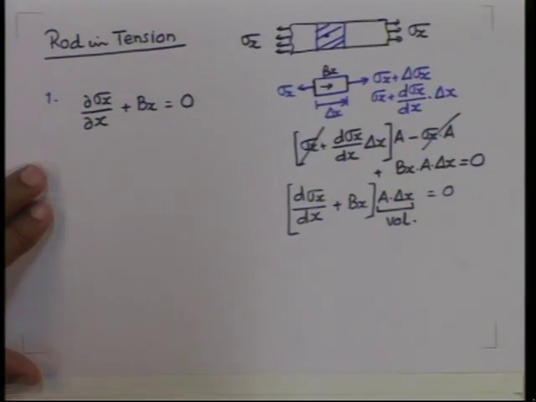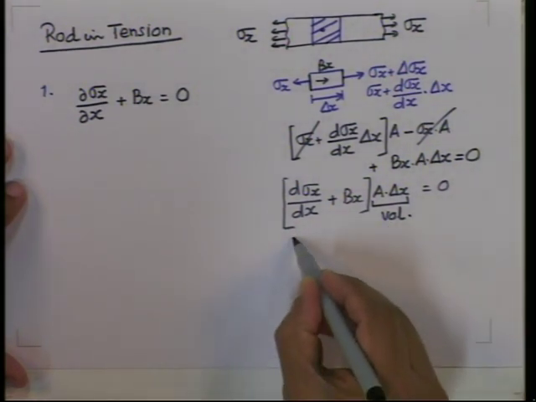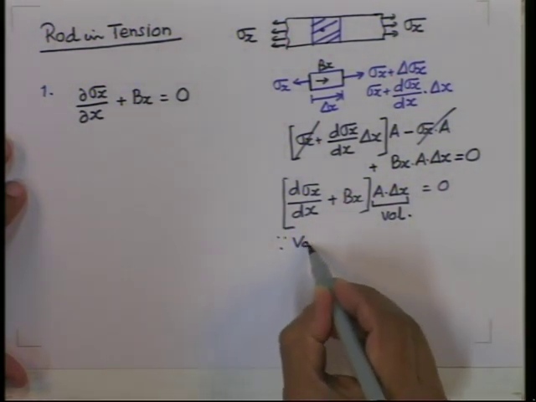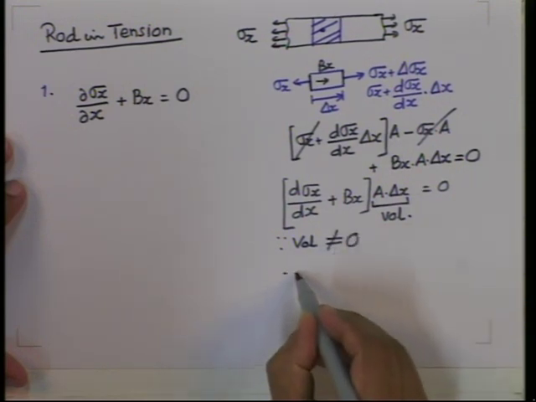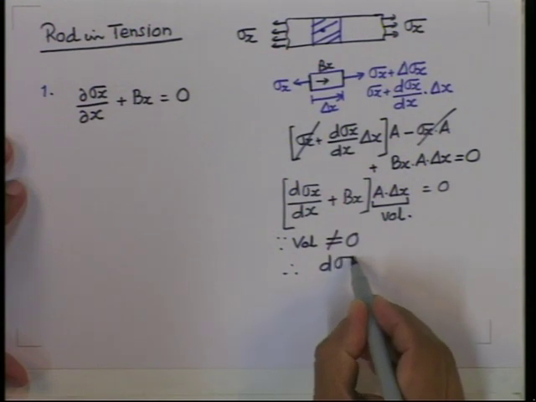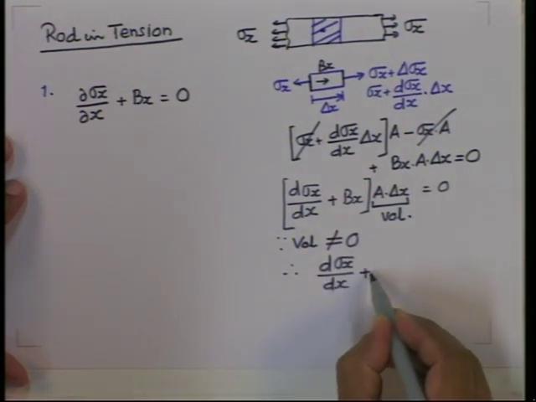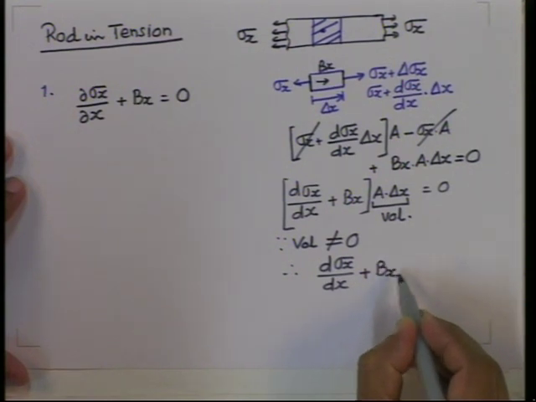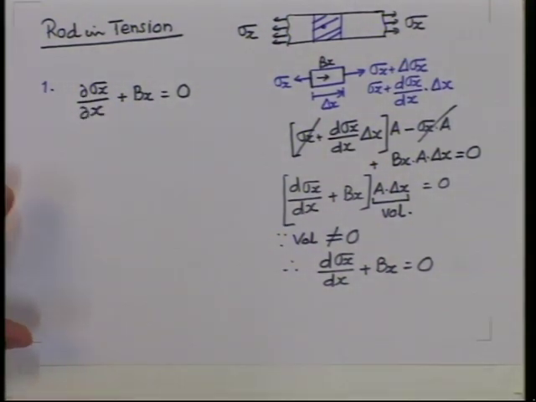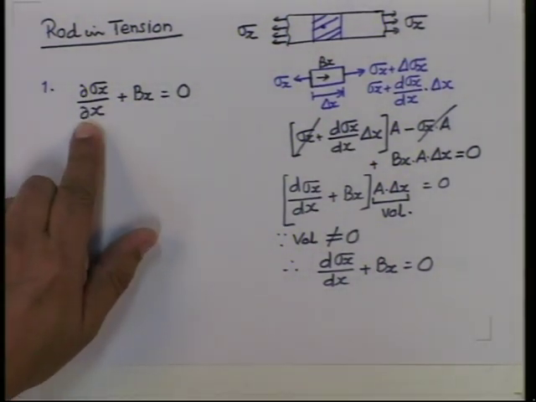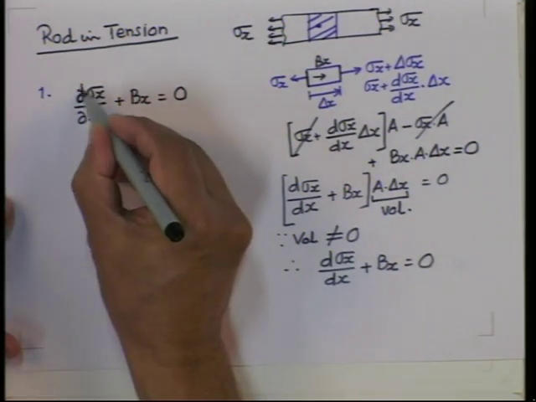Whenever the product of two quantities is 0, and this volume cannot be 0, therefore the other must be 0. So this is a kind of derivation, I mean how we derive the equilibrium equation. There is no difference, of course; this partial will turn to ordinary because there is only one variable.